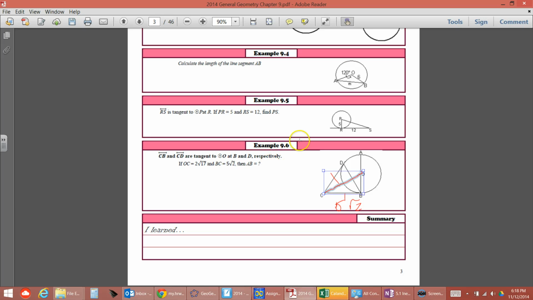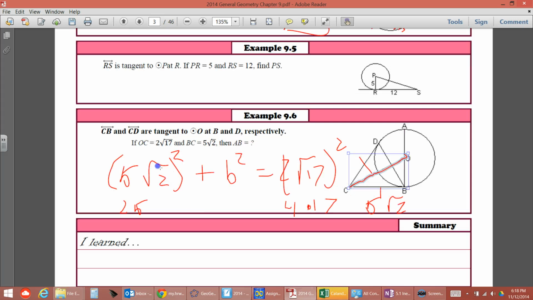So I'm going to use the Pythagorean theorem. I'm going to say that 5 root 2, the whole thing squared, plus, I don't know what, we'll call it b squared, is equal to c squared. The hypotenuse here is going to be 2 root 17. And that squared gives us 4 times 17, right? Root 17 squared is 17. 2 squared is 4. Over here, I get 25 times 2, because root 2 squared is 2, 5 squared is 25.